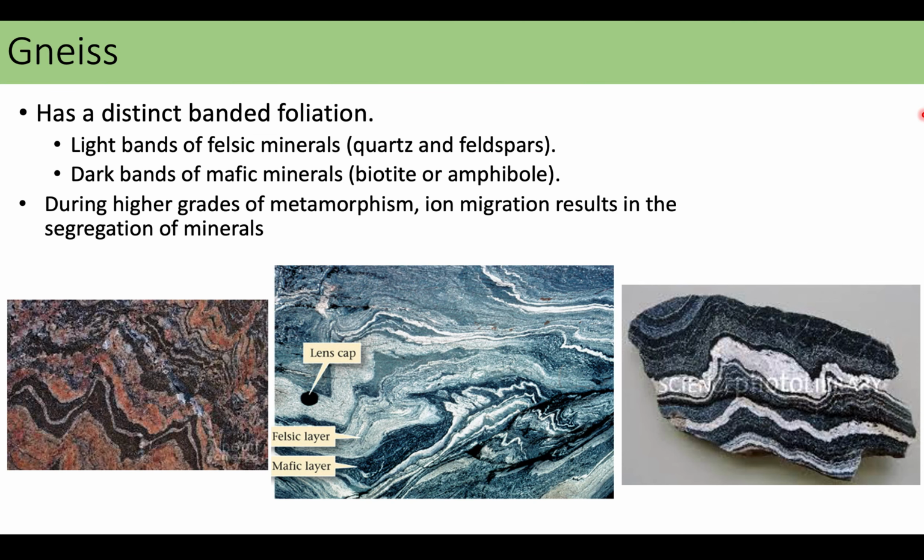So we would have light bands of our felsic minerals, those light-colored minerals, and then the mafic minerals creating the darker bands. So we'd have really clear lines of felsic versus mafic minerals. So what's happening is during this incredibly high metamorphism, the ions will actually migrate towards each other, creating these very clear layers of light versus dark.